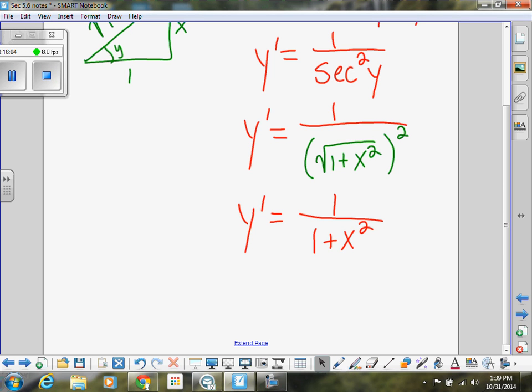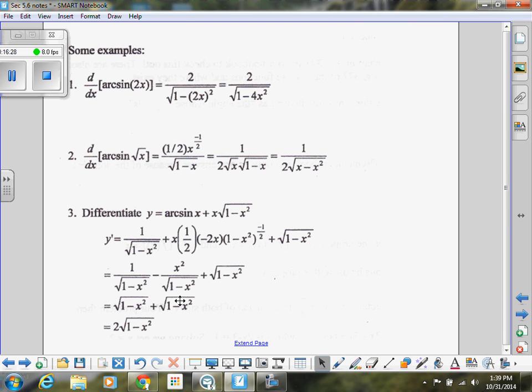So if you look at your chart again, on page 374, that's what the derivative of arctan is, except with u's. Okay. All right. So are we okay with how they're coming up with this? It's not the most intuitive thing, but that's okay. All right, so some examples just so you can see how they work.